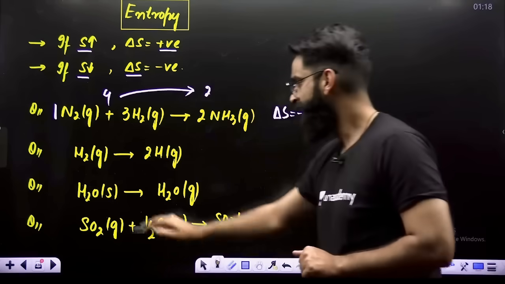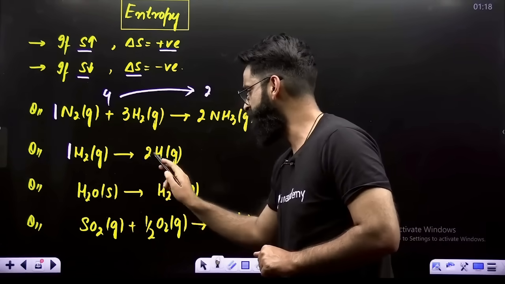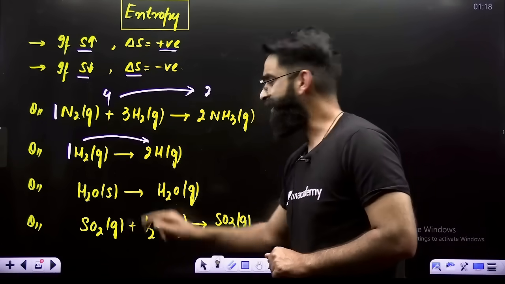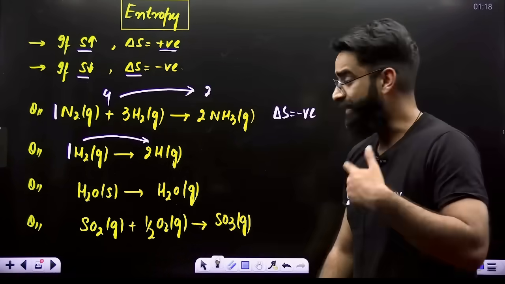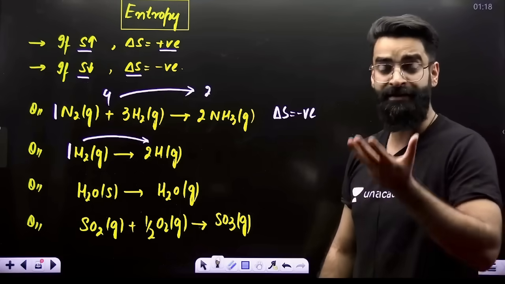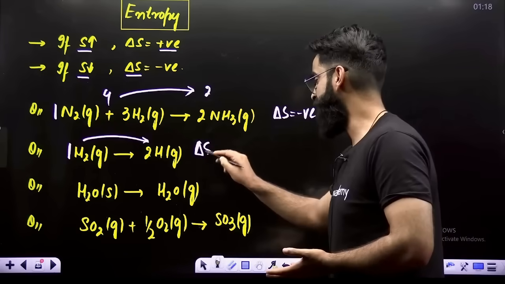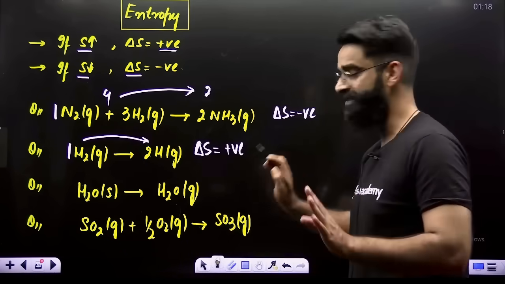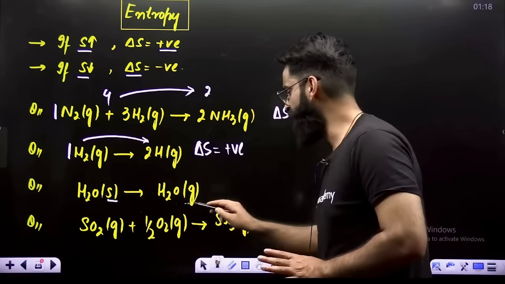As simple as that. Stoichiometric coefficient here is 1, here it is 2. So during the process, the gaseous moles again are increasing. Gaseous moles are increasing means disorderness will be increasing. Disorderness increasing means entropy increasing. Entropy increasing means delta S positive. As simple as that. Solid is getting converted into gas.